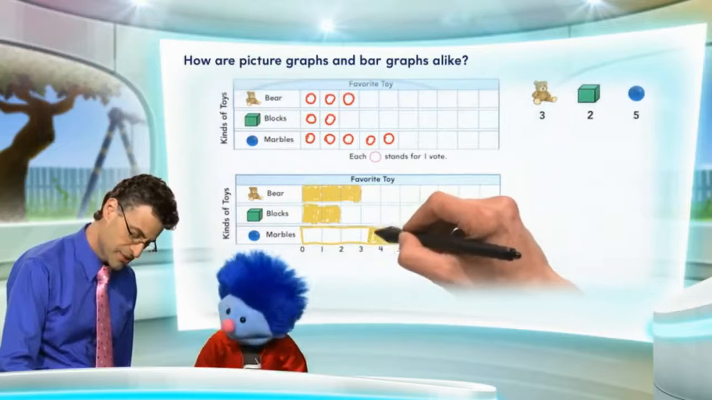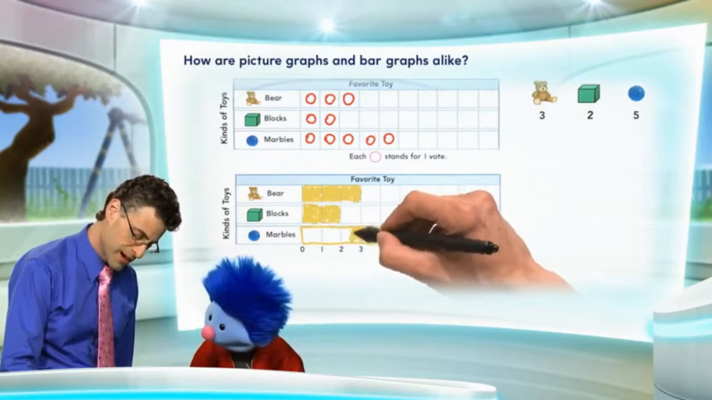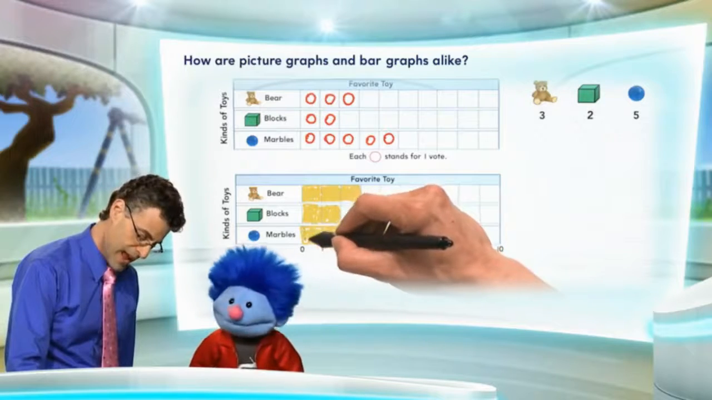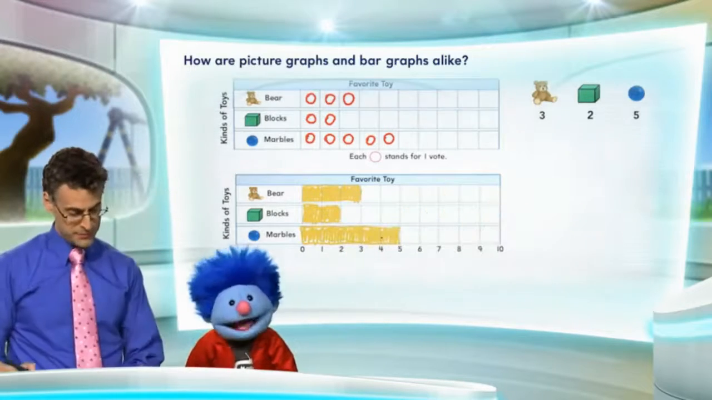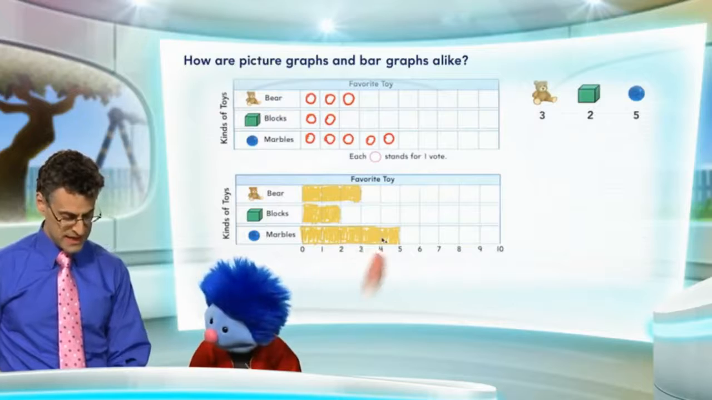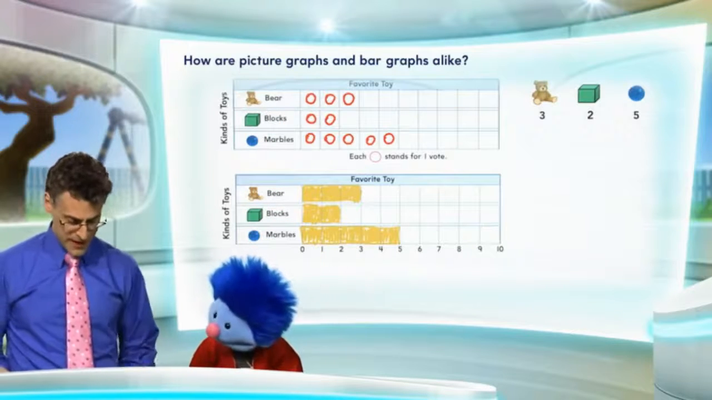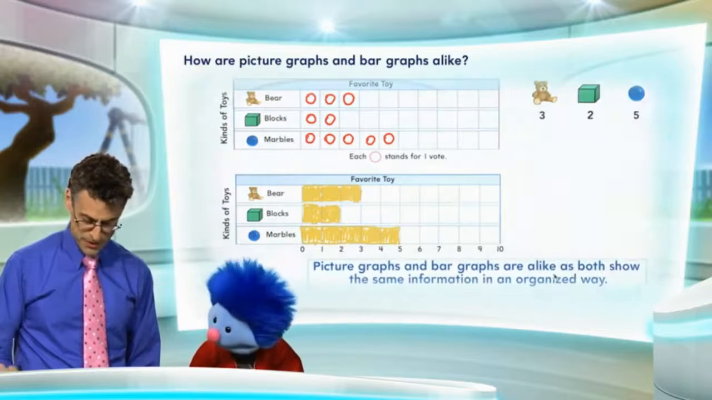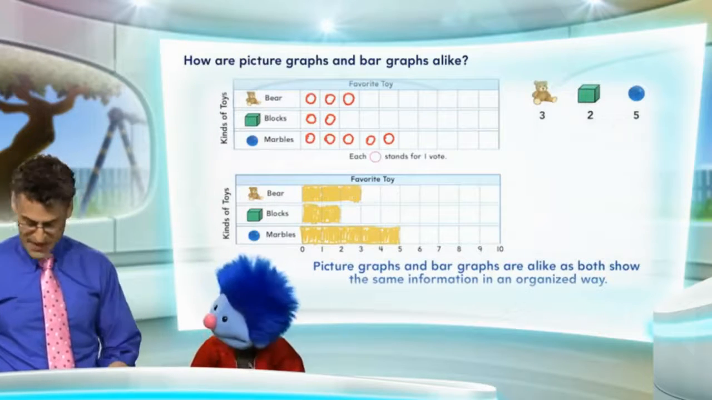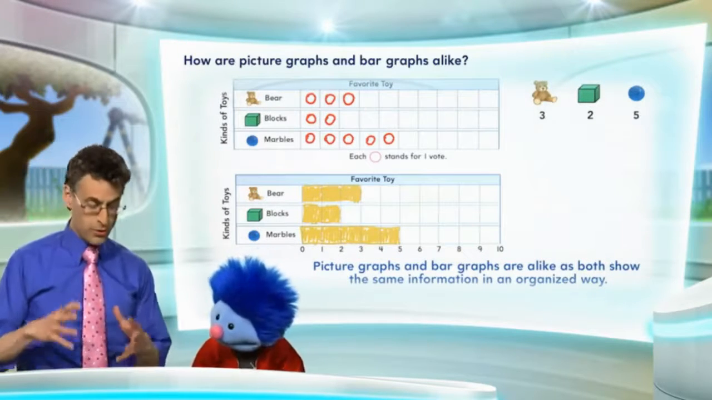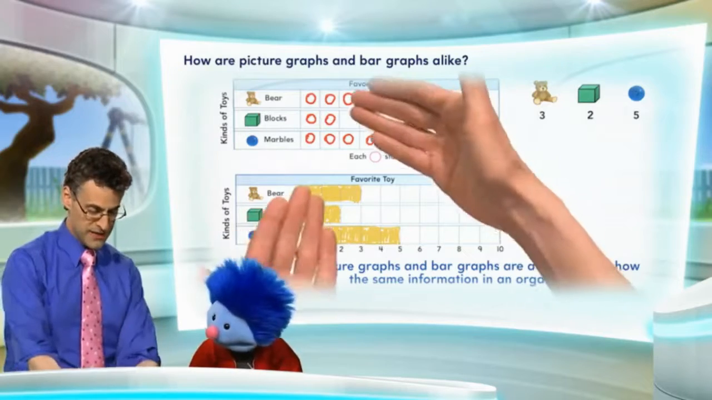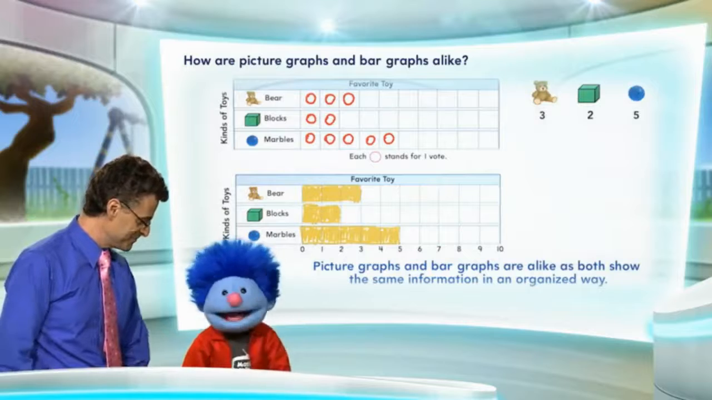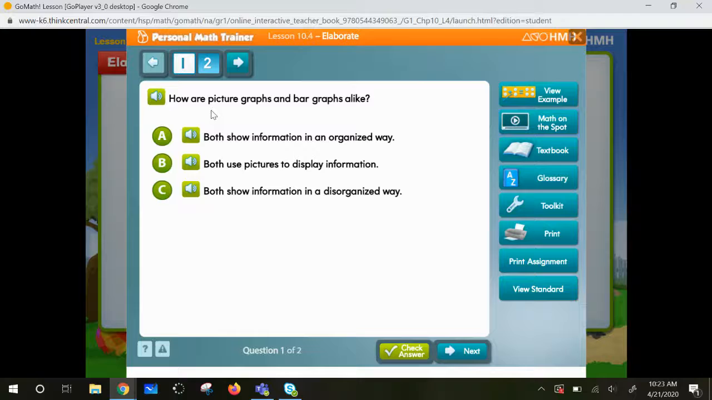And the important thing is, Joey, that just like with the previous graph, in this one, the longest bar is going to be the one that has the most votes. You can just visualize it and again see it's going to be the marbles. So in fact, we see that these are very similar because picture graphs and bar graphs show the same information in a very organized, clear way. They are just different ways of looking at it.